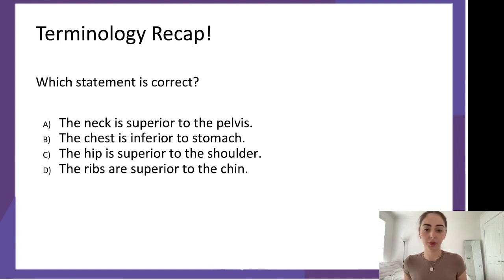Which statement do we think is correct? The idea that the neck is superior to the pelvis, the chest is inferior to the stomach, the hip is superior to the shoulder, the ribs are superior to the chin. So remember what superior and inferior mean. Have a shot at it, and let's see how we go. Again, don't stress too much about getting the right answer.